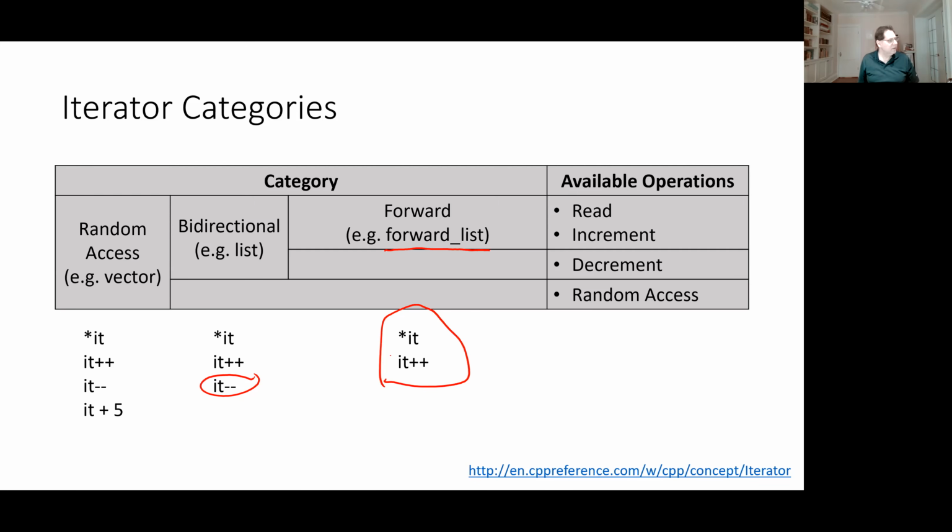Okay? Hopefully that all makes sense. If you try to do something with a certain kind of iterator that it doesn't support, you'll just get a compile error. So you go, oh, it doesn't support that. I should maybe use a different container class or not use that operation.